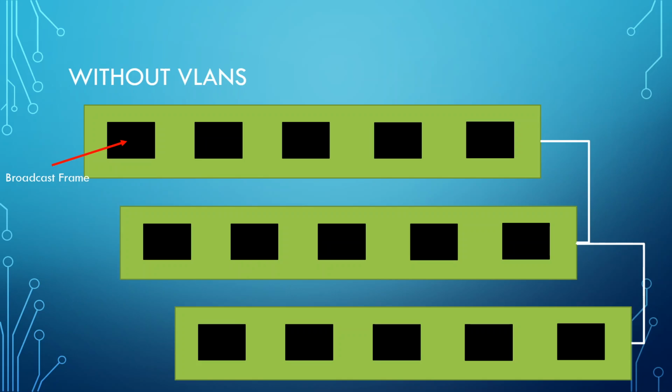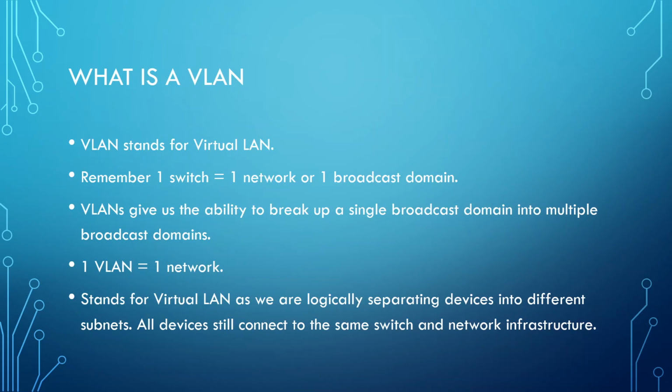Is there an easier solution to this problem? And that solution is VLAN. So VLAN stands for virtual LAN. Remember, one switch equals one network or one broadcast domain. So what VLANs allow us to do is take that one switch and logically divide that switch into multiple IP networks or multiple broadcast domains.